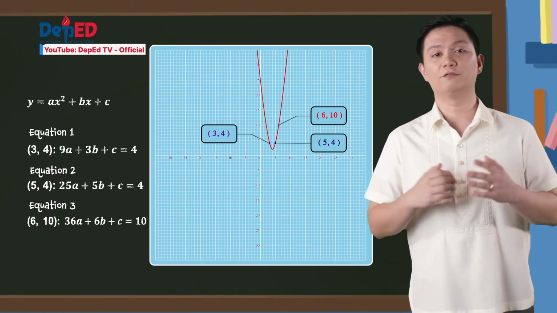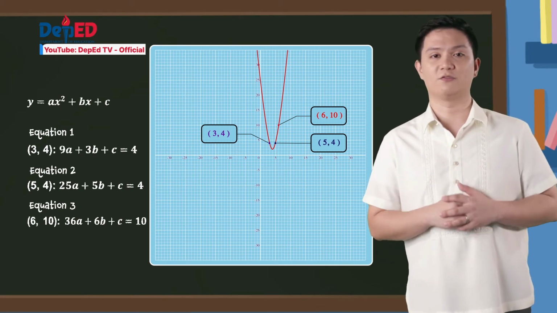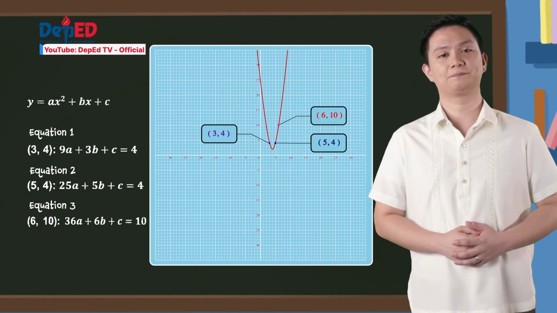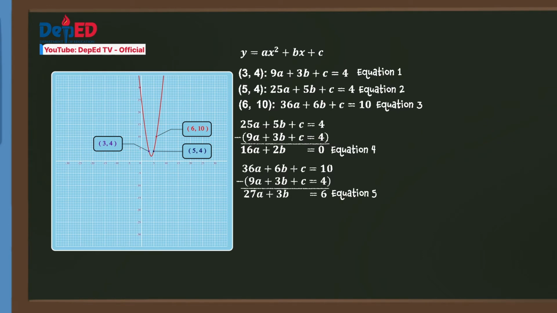Since all of the 3 equations in this system contain the term c, we may eliminate this variable, and we do the following. Subtract equation 1 from equation 2, hence producing equation 4, 16a plus 2b equals 0. Subtract equation 1 from equation 3, thus producing equation 5, 27a plus 3b equals 6. We can now continue solving the system using equation 4 and equation 5.